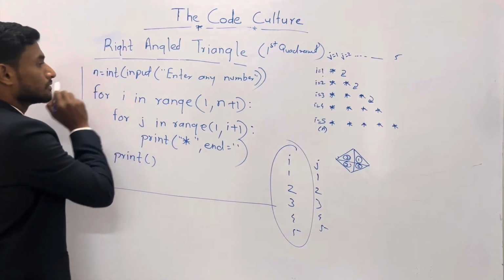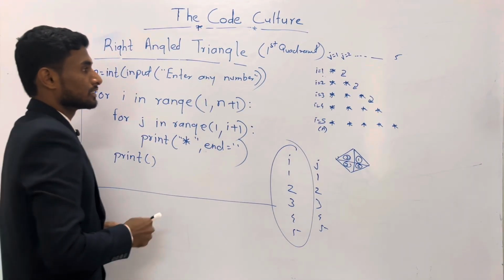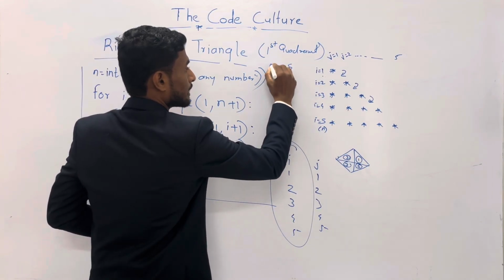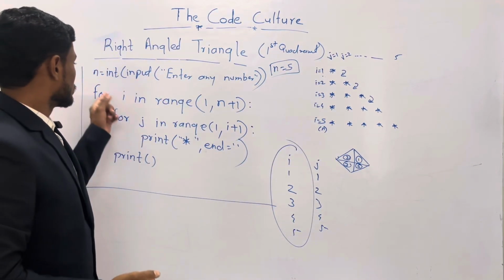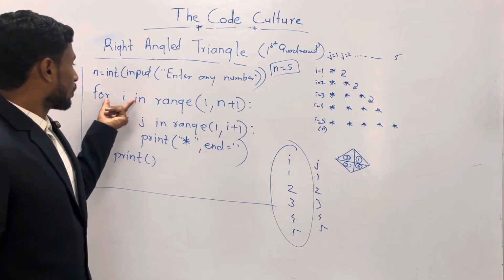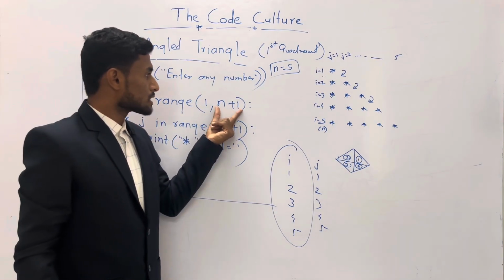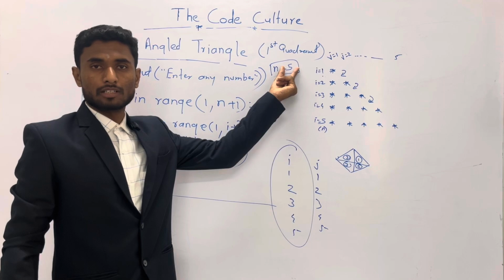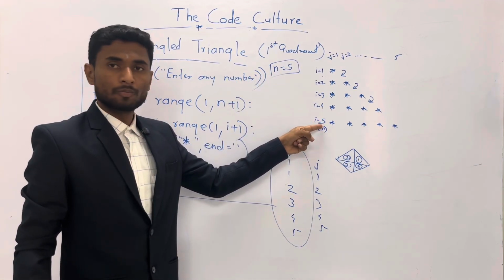Now consider n. Take the value of n, suppose 5. I am taking this value from the user. Now I am taking one for loop, that is for i in range 1 comma n plus 1, that is 1 comma 5 plus 1. So I am starting with 1 and going up to 5.